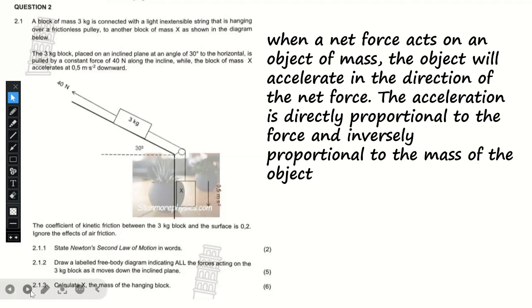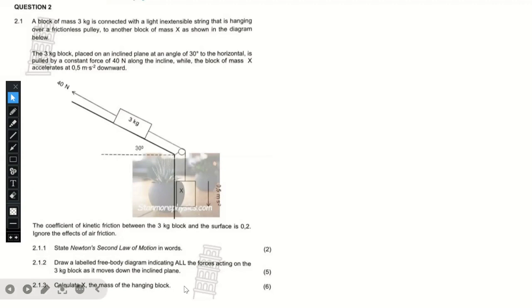Then 2.1.2 says draw a labeled free body diagram indicating all the forces acting on the 3 kg block as it moves down the inclined plane. And then we have 5 marks. Now 5 marks indicates that we must have 5 forces. So let me just draw my free body diagram just right here.